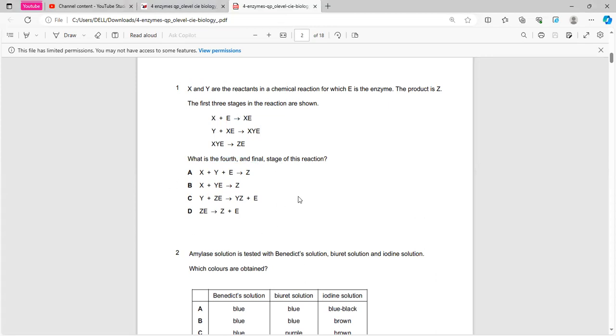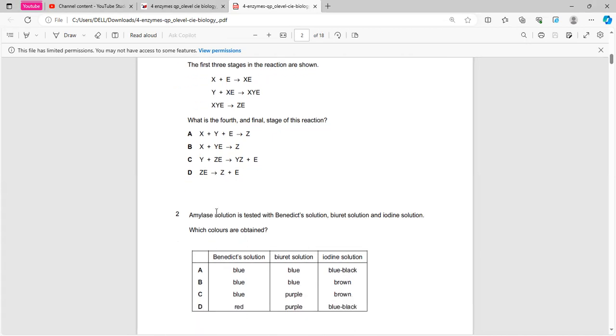If we analyze all the four available options, we can easily see that in option A, there is X plus Y plus E gives you Z. That cannot happen. Obviously, if they were to combine, X, Y, and E should be in the product cumulatively. Similar is the case with options B and C. However, if you closely look at option D, you see that on the reactant side there are only Z and E, and on the product side Z and E have been respectively broken down.